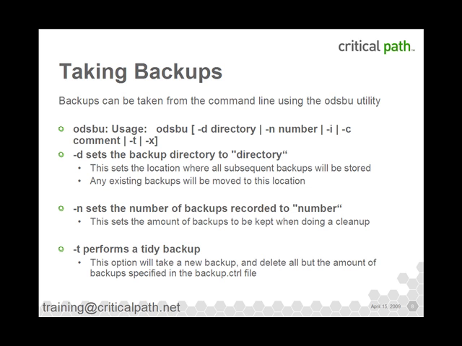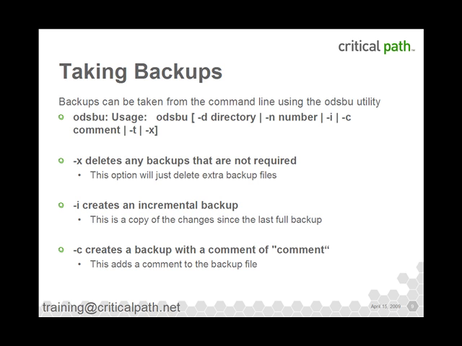-N sets the number of backups you want to store by default. Backups will never be removed by odsbu unless you've specified you want to remove them. You can do this using the -T option. If you have specified that you want to keep the last 5 backups, and you have 5 backups, odsbu -T will create a 6th backup and remove the oldest backup in the list, leaving 5.